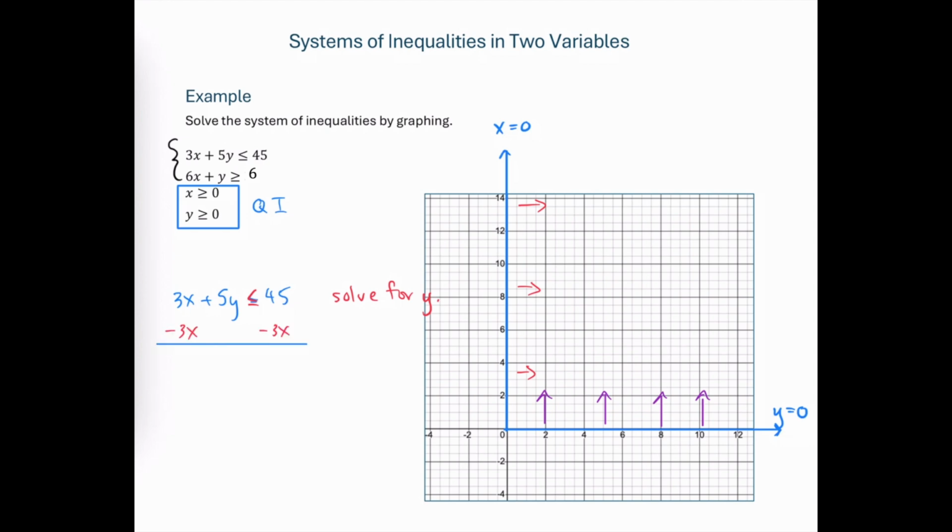So subtracting 3x from both sides, we get 5y. Again, I'm keeping the inequality symbol this time, and we have negative 3x plus 45 on the other side. And then we divide both sides by 5 to get y is less than or equal to negative 3/5 x plus 45 divided by 5 is 9. So the y-intercept will be at 0, 9, and the slope of this line will be negative 3/5. Because it's less than or equal to, we're going to graph this using a solid line.